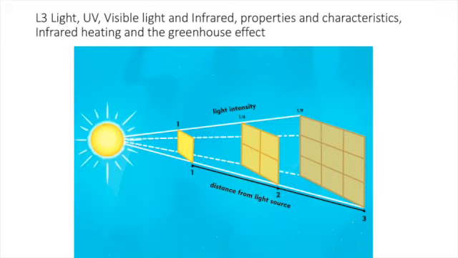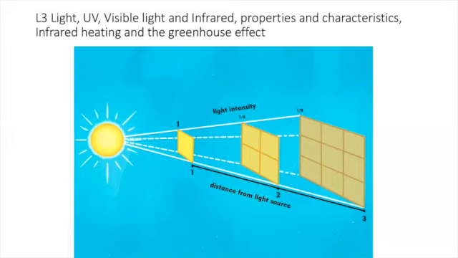If we were to move to 2 meters away, then suddenly that area that needs to be covered by the same number of photons becomes 2 by 2, which is 4 square meters. So therefore, the light intensity is a quarter of what it was when we were only 1 meter away.